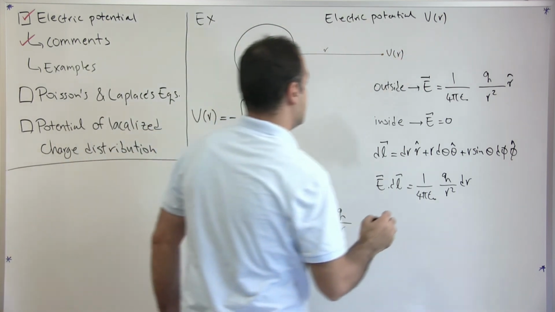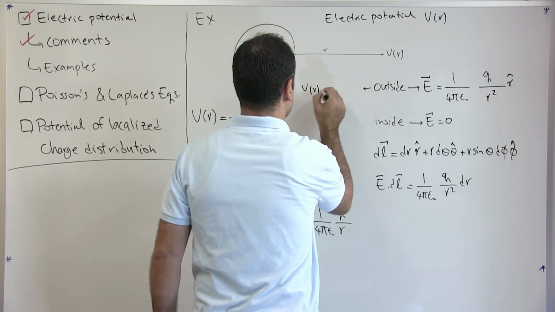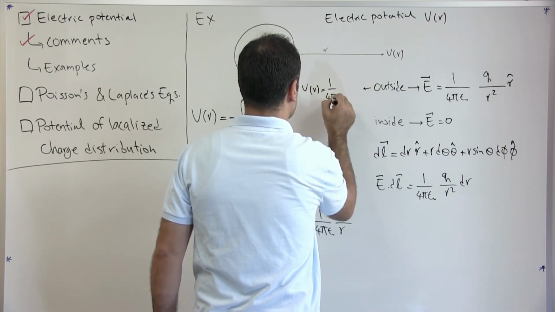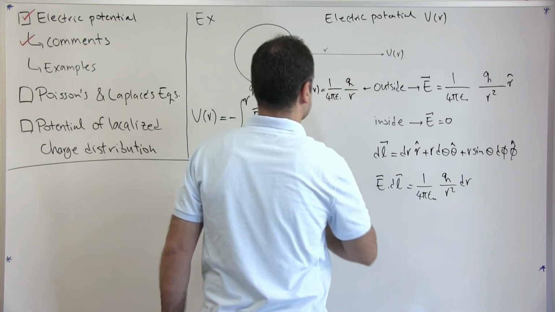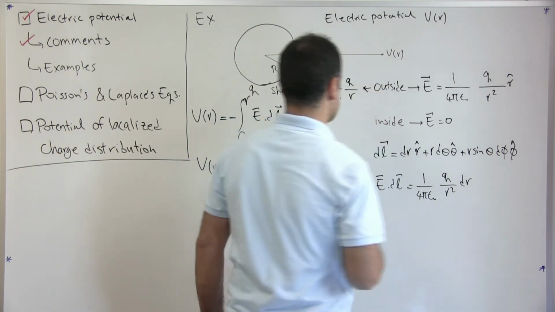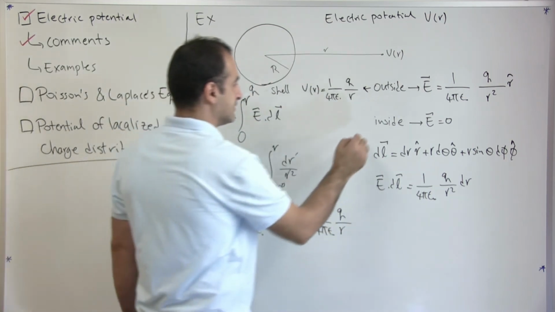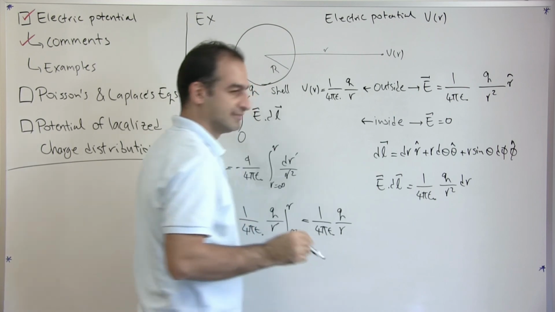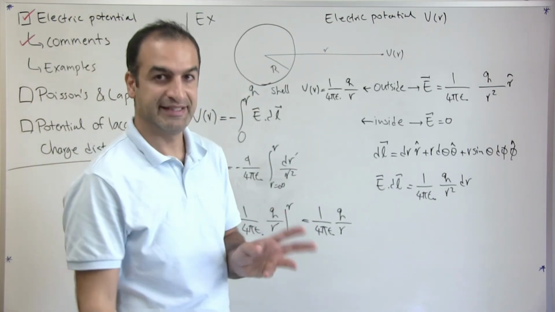Okay, so I'm going to now write here that V of R is 1 over 4 pi epsilon 0 Q over R. Sounds good? How about inside? What do you guess about the electric potential inside the sphere?